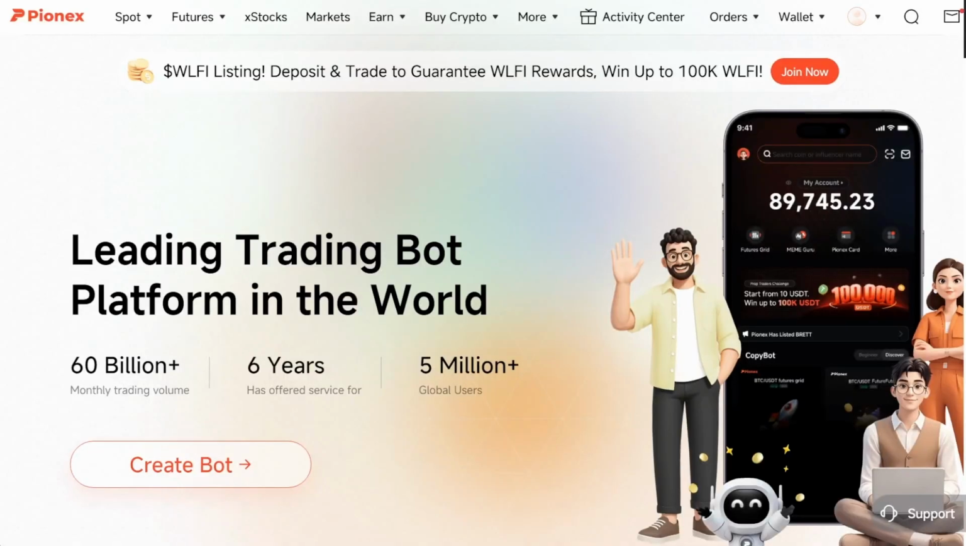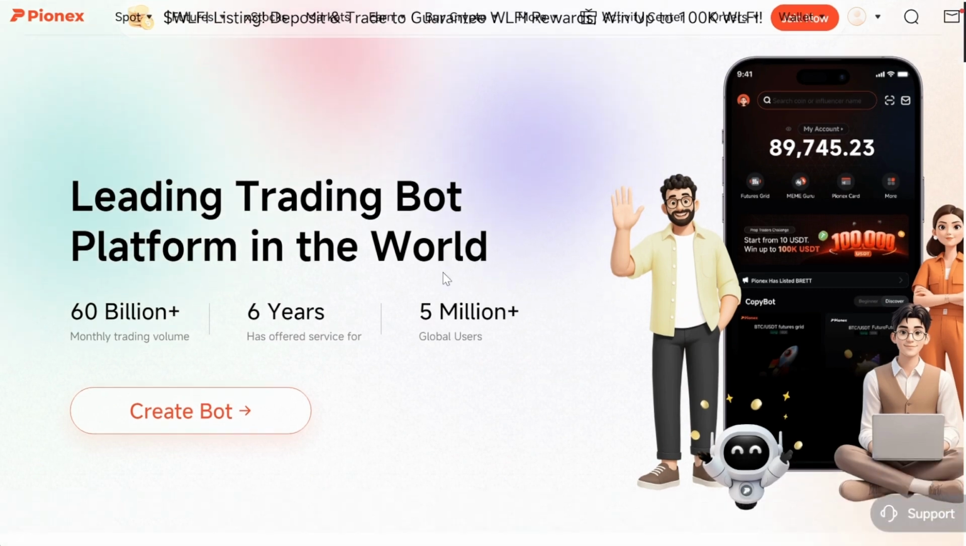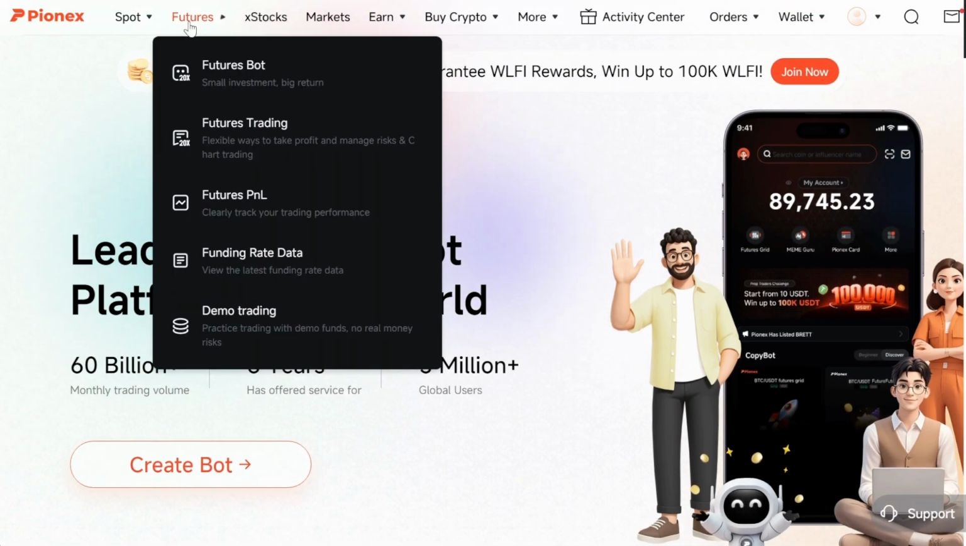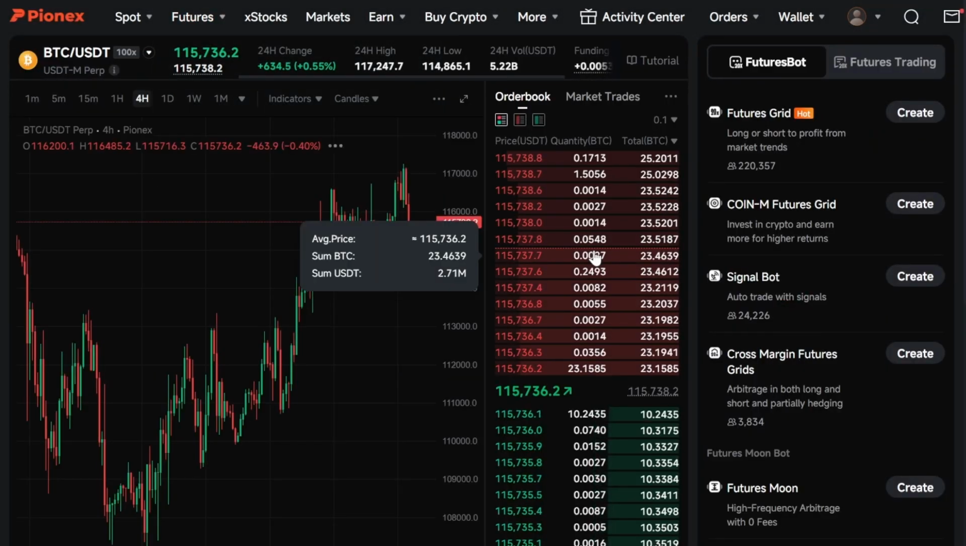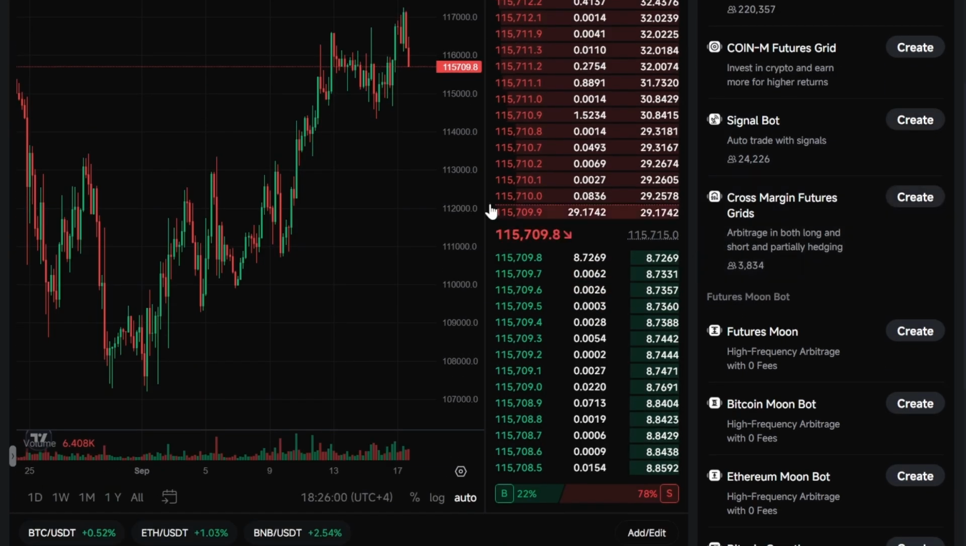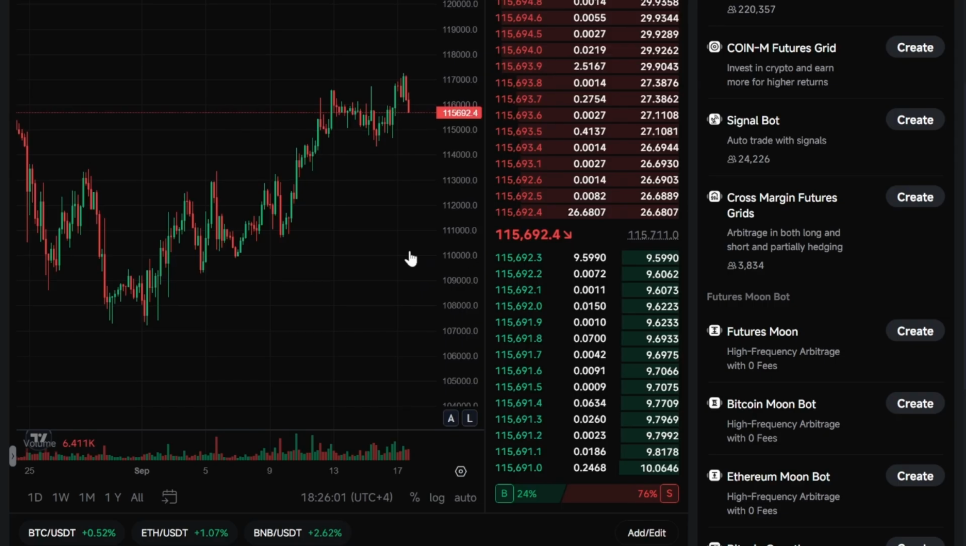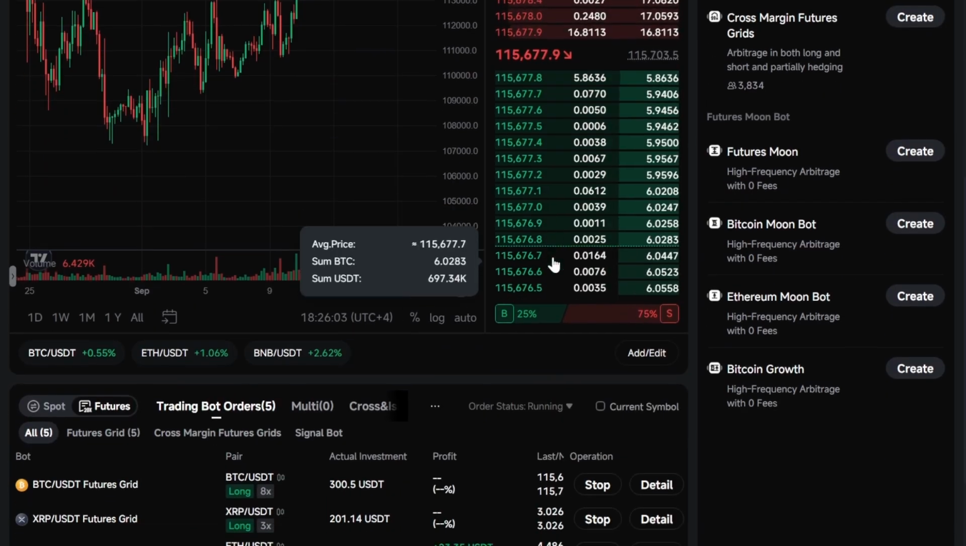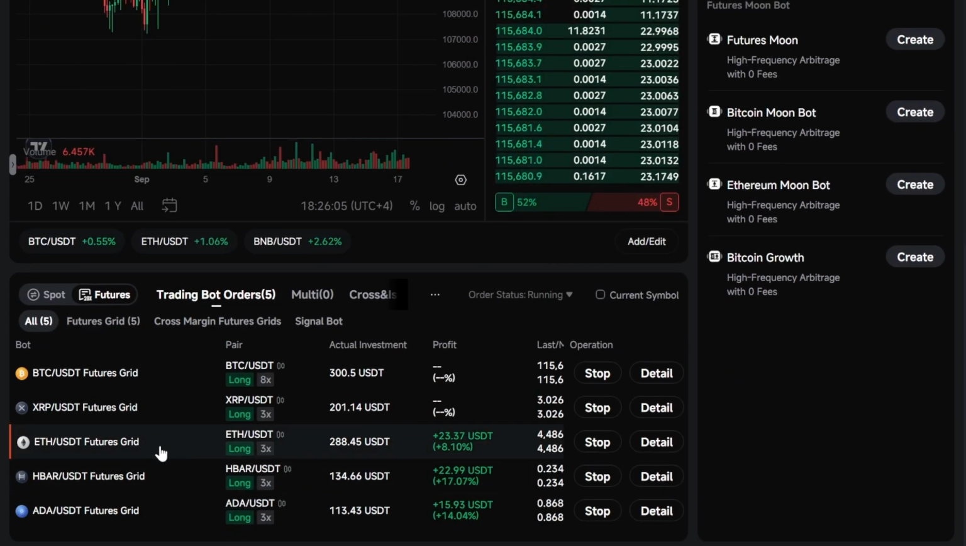So let's get straight into it. All right, you guys. So first things first, what's a Pionex grid bot? Well, it is honestly as simple as automating a process of buy low and sell high inside a price range that you determine, because you are going to tell the bot, this is the top and this is the bottom of my range, and this is how many grid levels I would like to use.